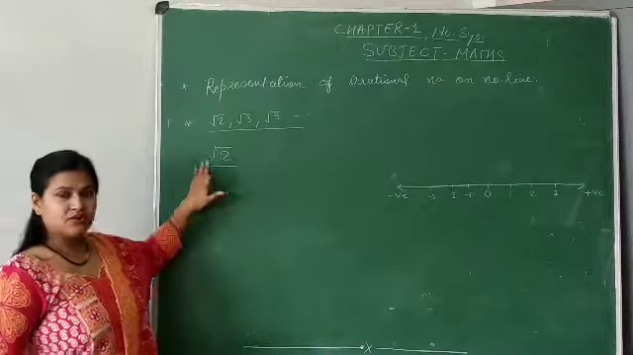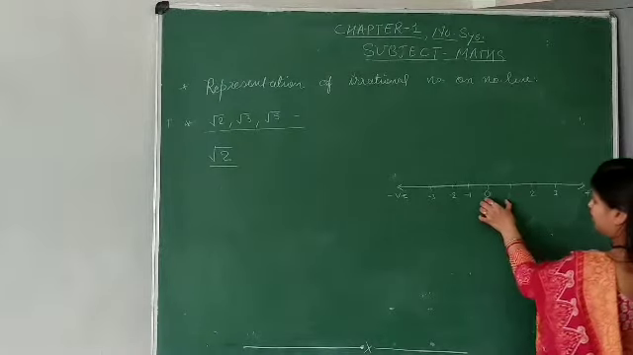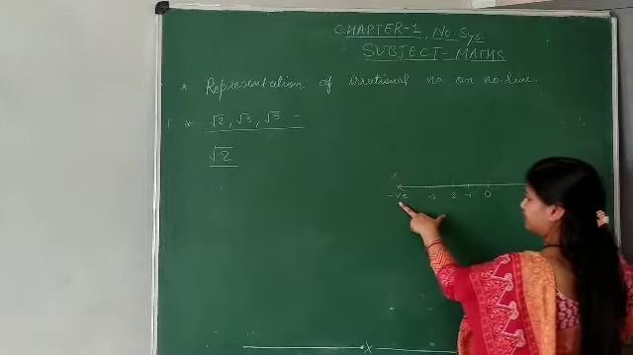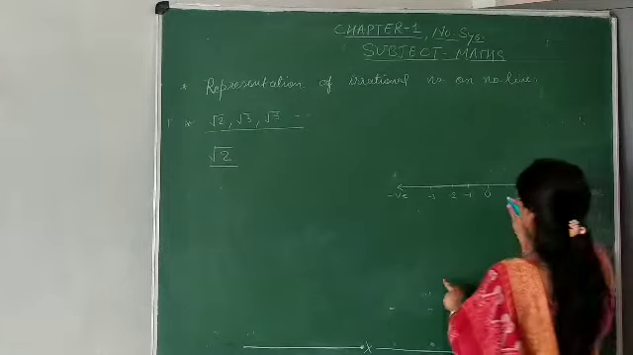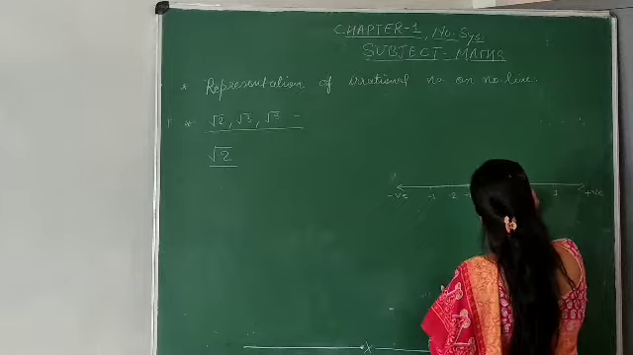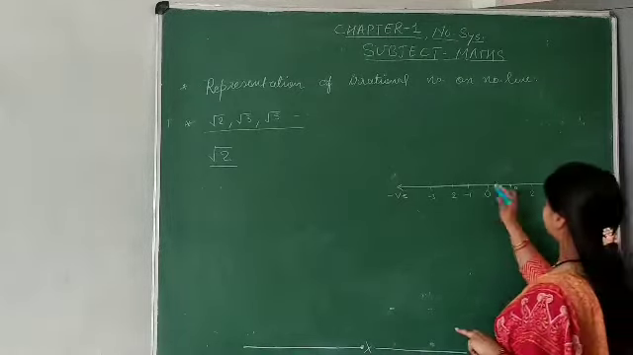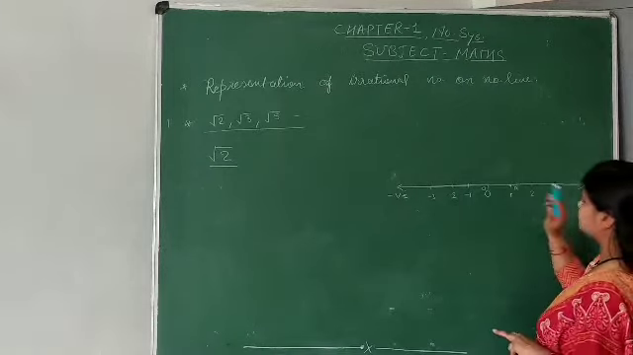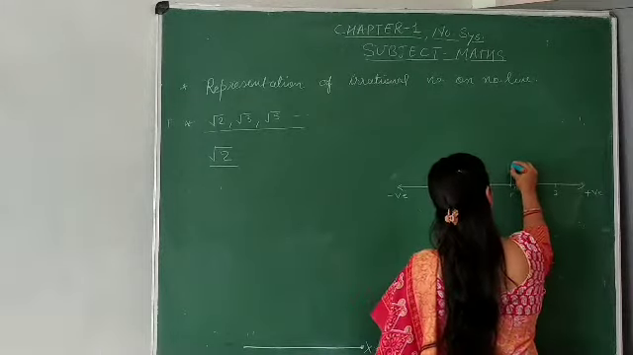For representation of root 2 on the number line, firstly we take one unit distance on the number line. This is a number line. This is the positive direction for the numbers. This is the negative direction of numbers, and this is 0. So we take a unit distance from 0. That is, we take a point A on the number line. This is O. Distance of OA is 1 unit, and then we draw a perpendicular of 1 unit at point A.